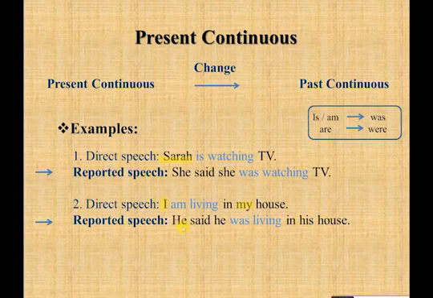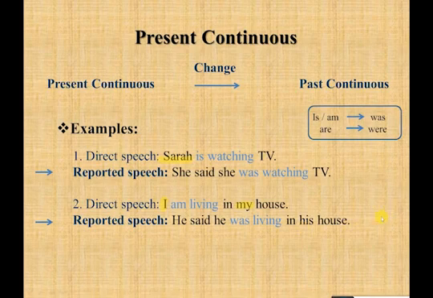So what if the pronoun was she? What if I changed I into she? What will happen? The sentence becomes as the following. She said she was living in her house, okay? So after that, what you have to change is the verb am. Here we have the verb am. We changed am, as we said before, to its past tense, which is was, okay? So the sentence becomes, he said he was living in his house.